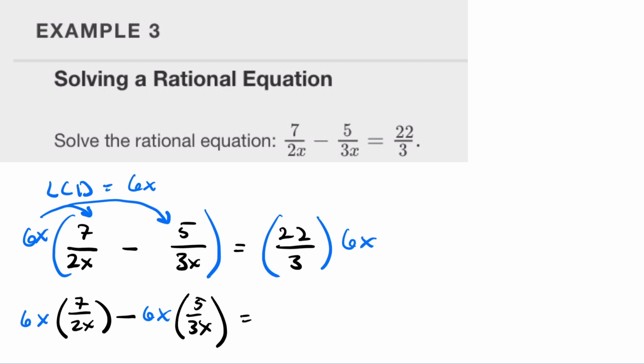Equals, I'm going to go ahead and simplify this guy. So 6 divided by 3 is a 2. 2 times 22 is 44. So that one becomes 44x.